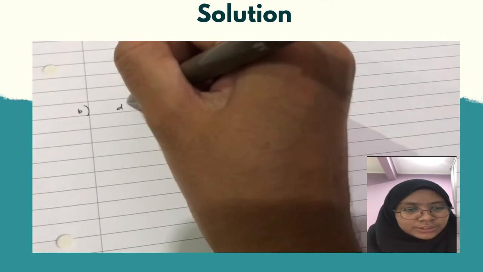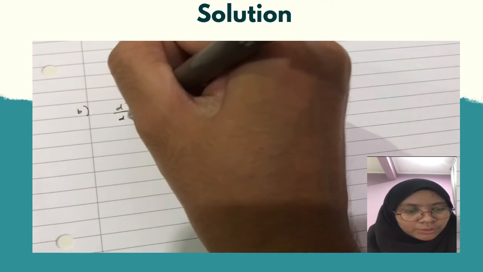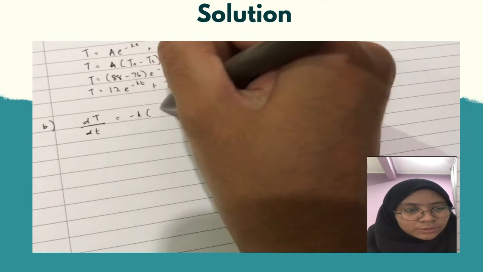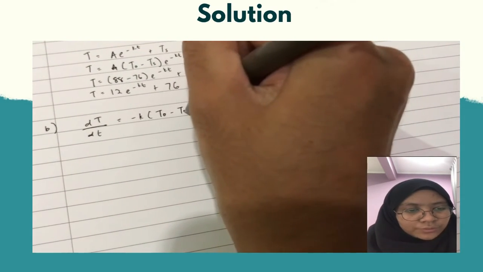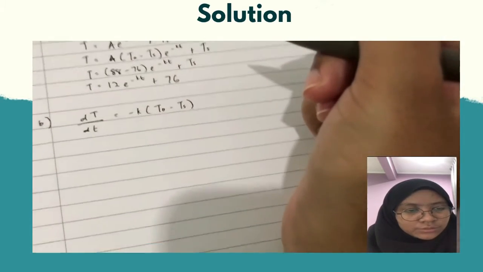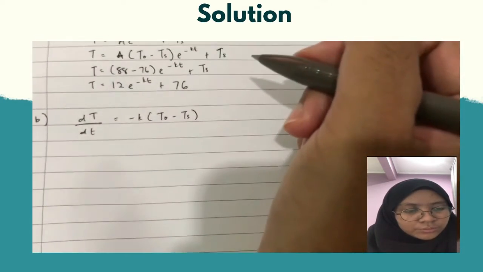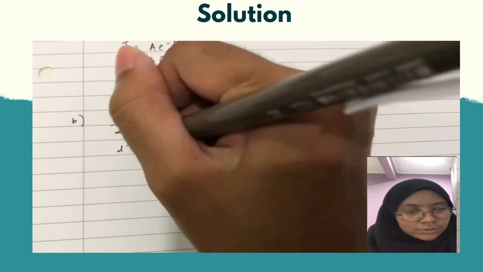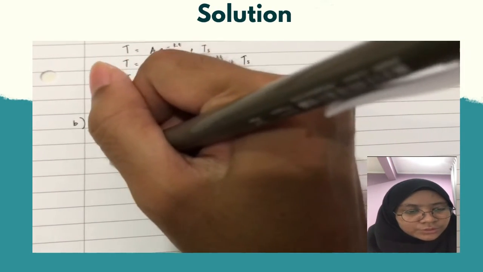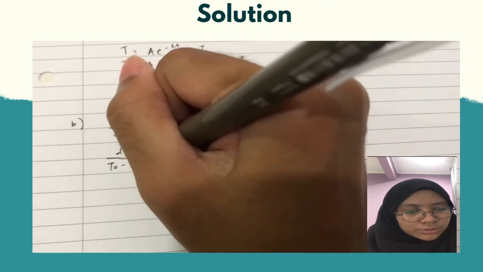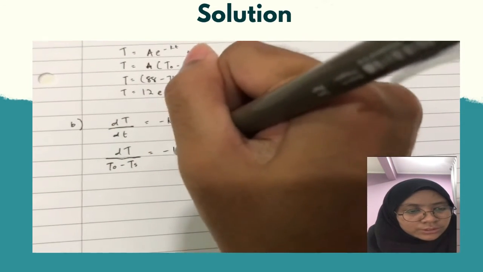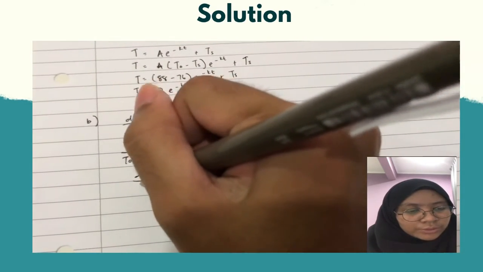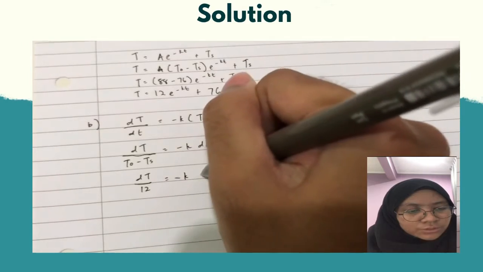The general formula is dT/dt, where T is the temperature of the body, equals negative k in bracket T0 minus TS. From here we will bring the T0 minus TS here, and this we will bring it here. So it will become dT per T0 minus TS equals negative k dt. Because we already know the value of T0 minus TS is equal to 12, we substitute the value.